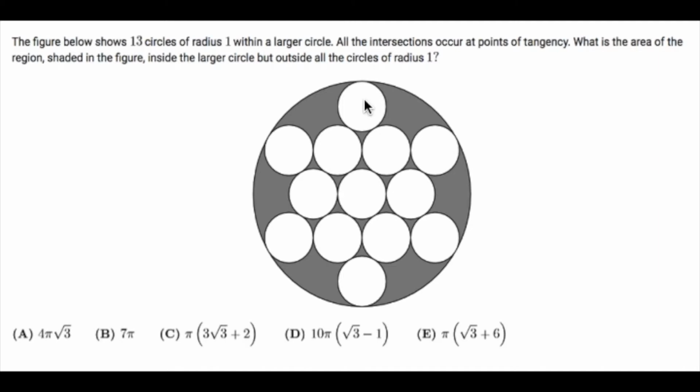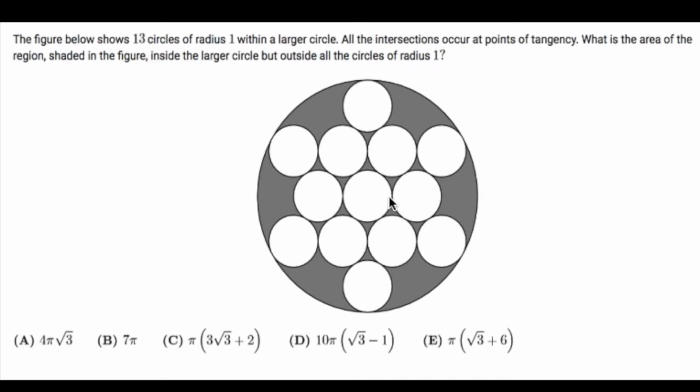of a smaller circle, which, well, each of the smaller circles has radius 1, so they have area pi times 1 squared, which is just pi, right? And there are 13 of them, so all the small circles combined have an area of 13 pi. For the area of the larger circle, we need to find the radius of the larger circle first. So what we want to do here is to try to form a relationship between the radius of the smaller circles and the radius of the larger circle.